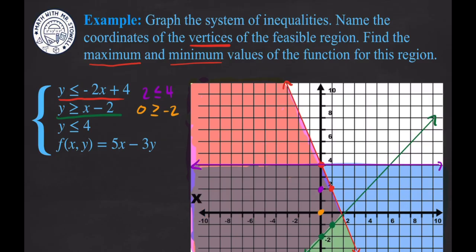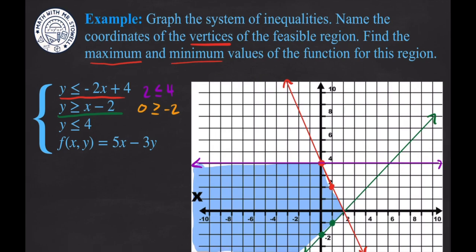Cleaning this up, we know that our feasible region is going to be right here. Our vertices are right here. We have one at 0, comma 4, and another one at 2, comma 0. Notice that the feasible region is unbounded. This means that we have either a maximum or a minimum point, not both.